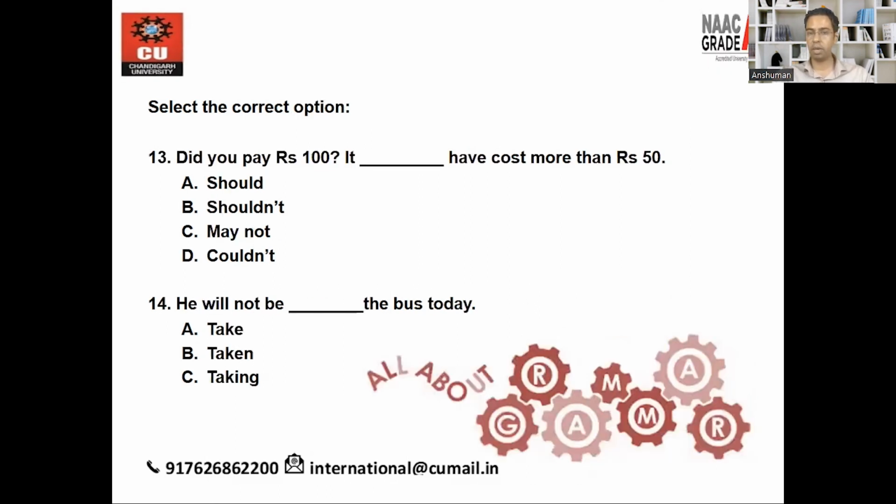Let us see question number 13. Question number 13 says, did you pay rupees 100? It dash have cost more than rupees 50. Now in this sentence, we can say should, shouldn't, may not, couldn't. Always remember, could will always be used when something can be done. And should will always be used when something must be done or ought to be done. That means it has to be completed without any further hiccups.